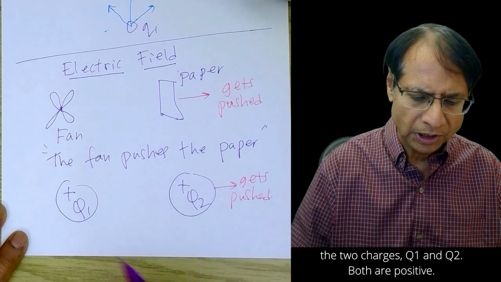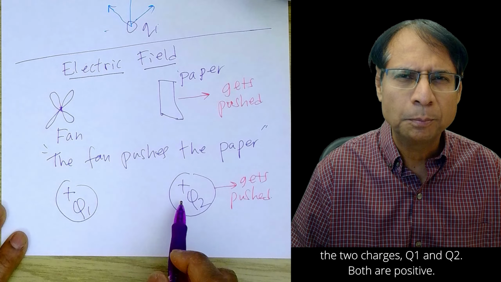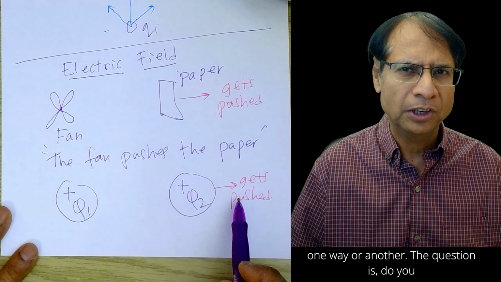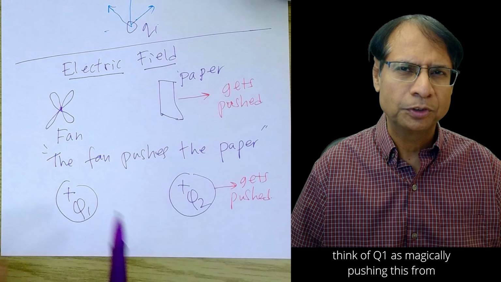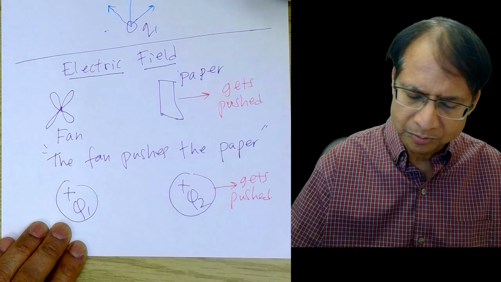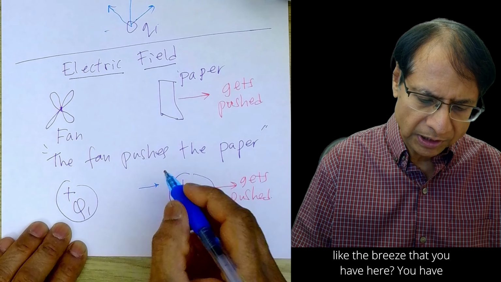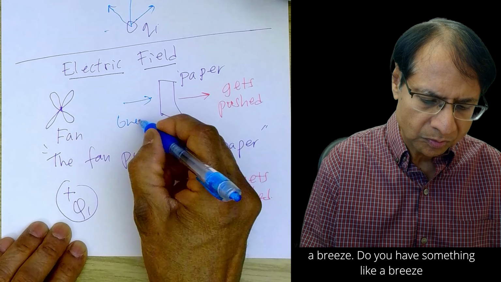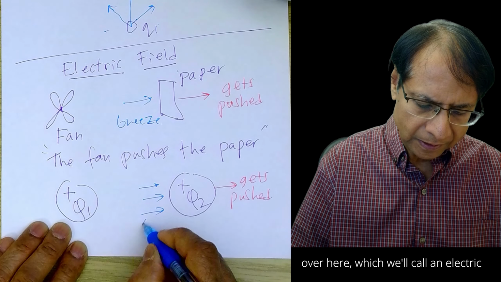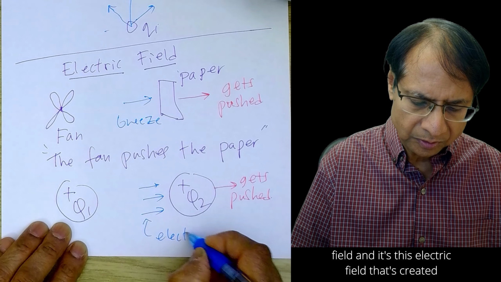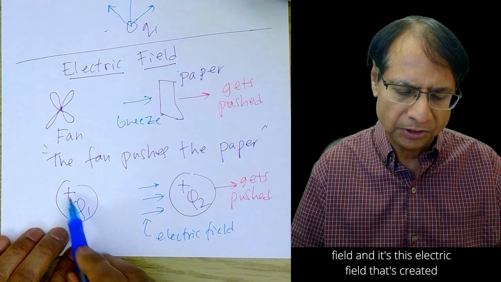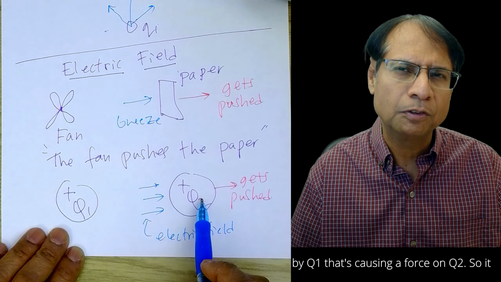So here are the two charges, Q1 and Q2. Both are positive, so the force is repulsive. So Q2 gets pushed one way or another. The question is, do we think of Q1 as magically pushing this from a distance, or does it send out some stuff? Like the breeze that you have here. Do you have something like a breeze over here, which we'll call an electric field? And it's this electric field that's created by Q1 that's causing a force on Q2.